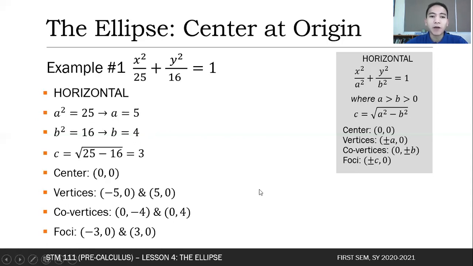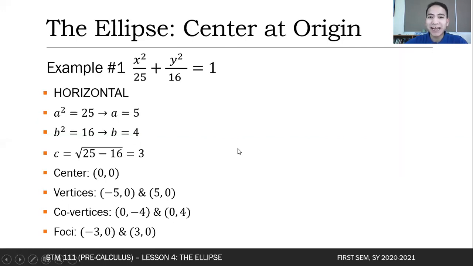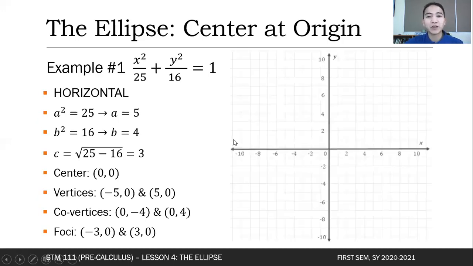Yan. So kapag nahanap mo na yung center, vertices, co-vertices at foci, pwede mo na i-graph ang inyong ellipse sa inyong Cartesian plane. So prepare a Cartesian plane. Ayan. So ang una mong gagawin ay you plot the center. Center at 0, 0. Yan. So this is where your center would be, 0, 0 at the origin. Make sure to label. Importante may label yung mga points at ang other parts of your graph para malinaw kung ano yung pinapertain mo. Okay?